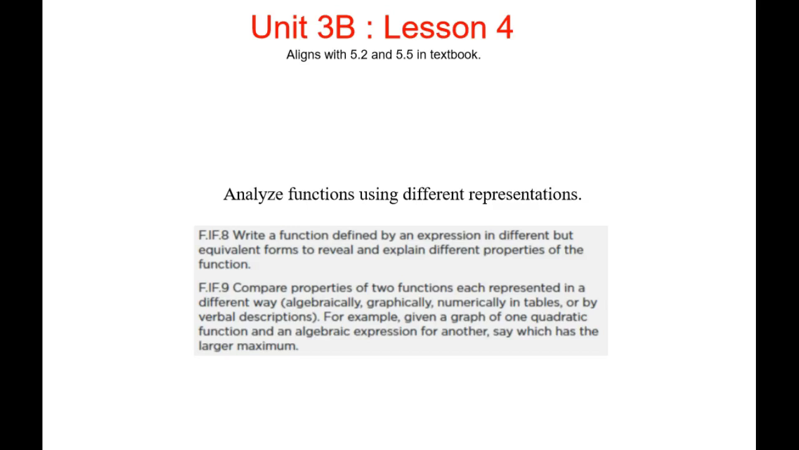Unit 3B, Lesson 4. In this lesson, we're going to start out reviewing how to factor quadratic functions. Then we're going to go through the process of completing the square to solve quadratic equations. We're also going to use completing the square to rewrite quadratic functions in vertex form. When going through completing the square, we're going to get a little help from T Swift when adding the blank space to both sides of the equation.